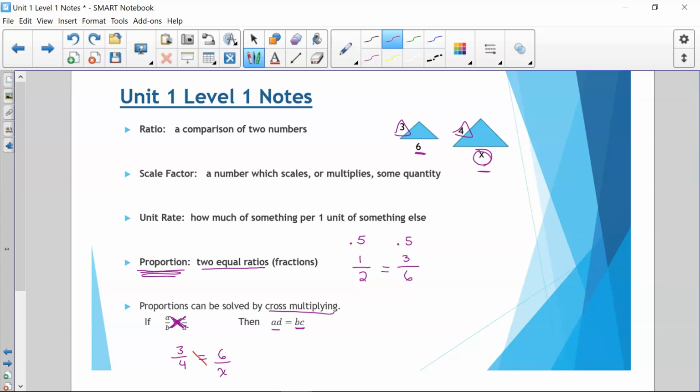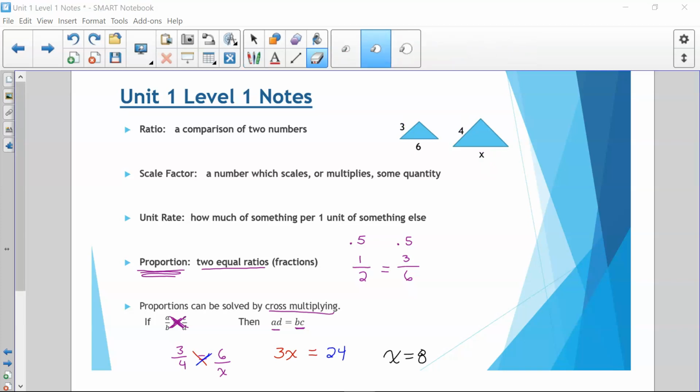So that means if I did 3 times x, that's one product, and that's equal to the other cross product, which is 4 times 6, equaling 24. And we would solve that by dividing by 3 on each side, so x would be equal to 8. If I substitute 8 in for x up here, then I can see if my answers make sense.